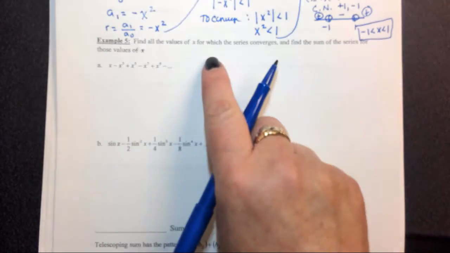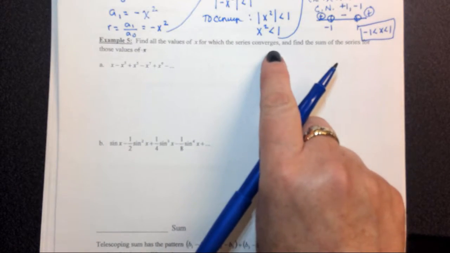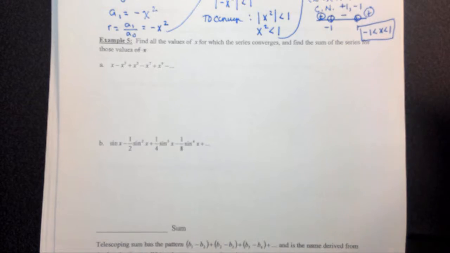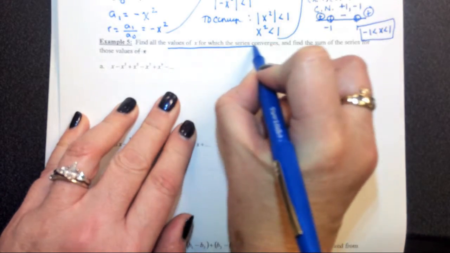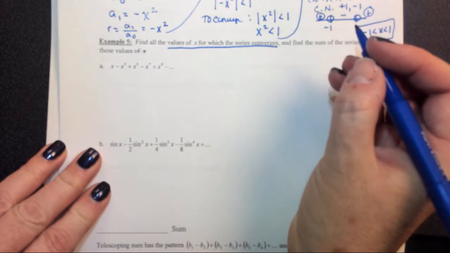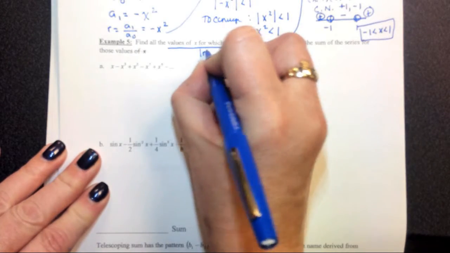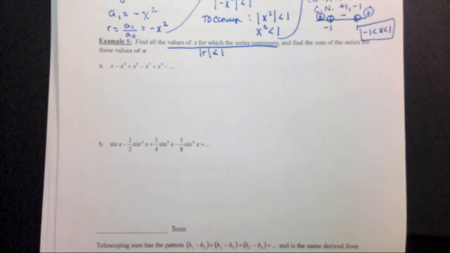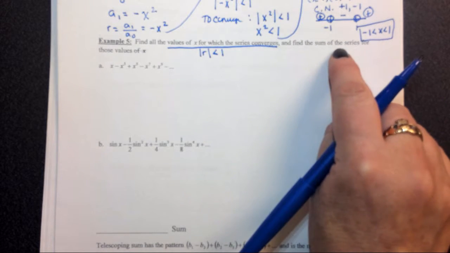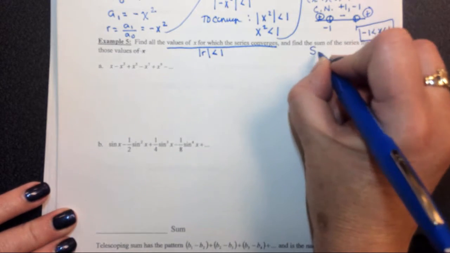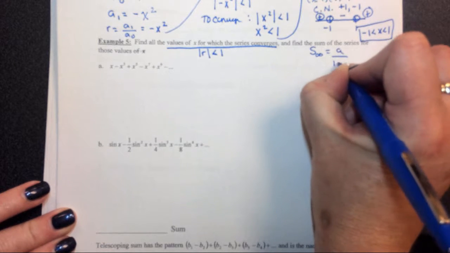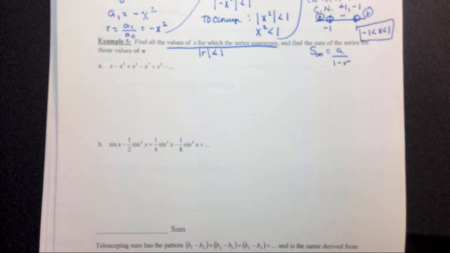Find all values of x for which the series converges, and then find the sum of the series for those values of x. To find those values of x where the series converges, you're going to have to do the absolute value of r is less than 1. And then to find the sum of the series, you're going to have to use your sum formula, a over 1 minus r. So it's a two-step question they're asking us to do here.